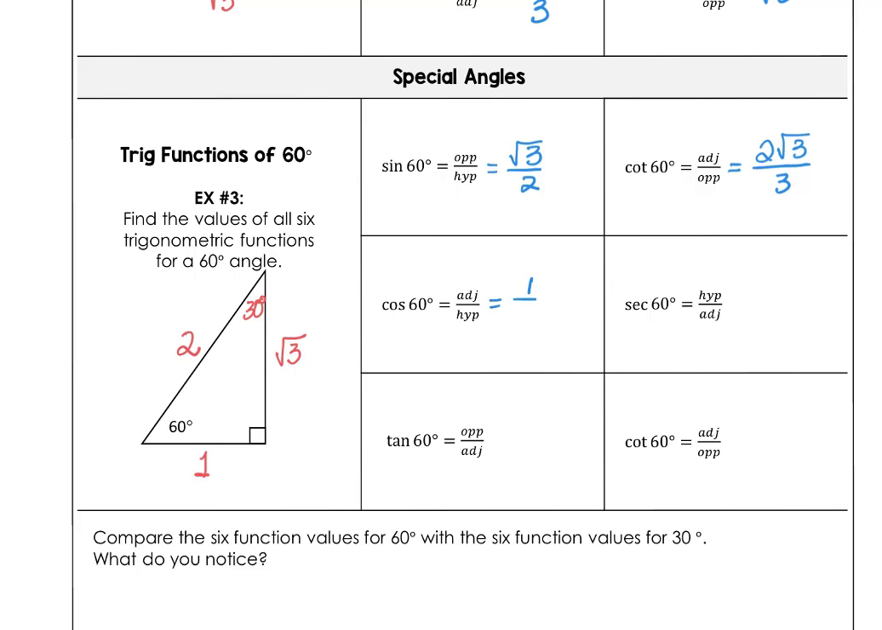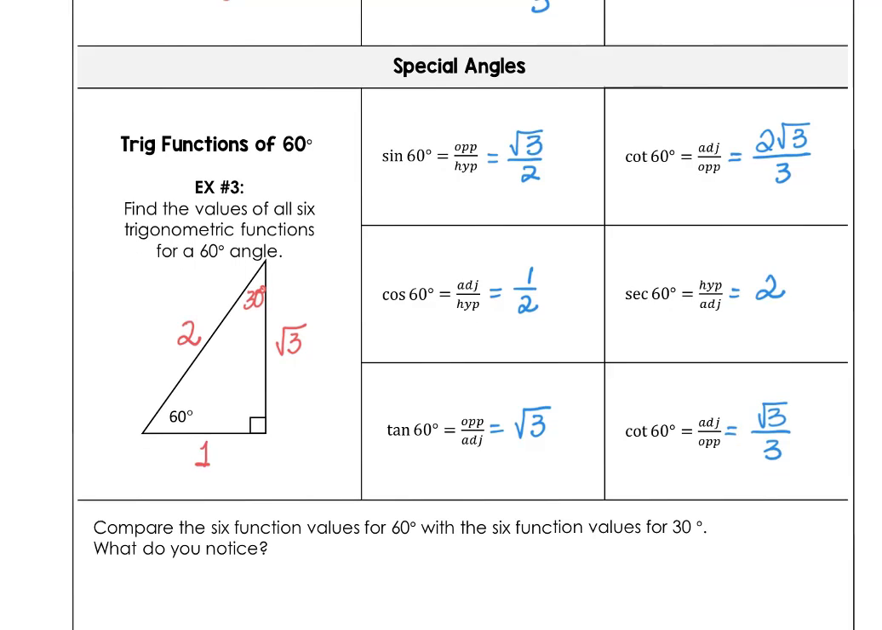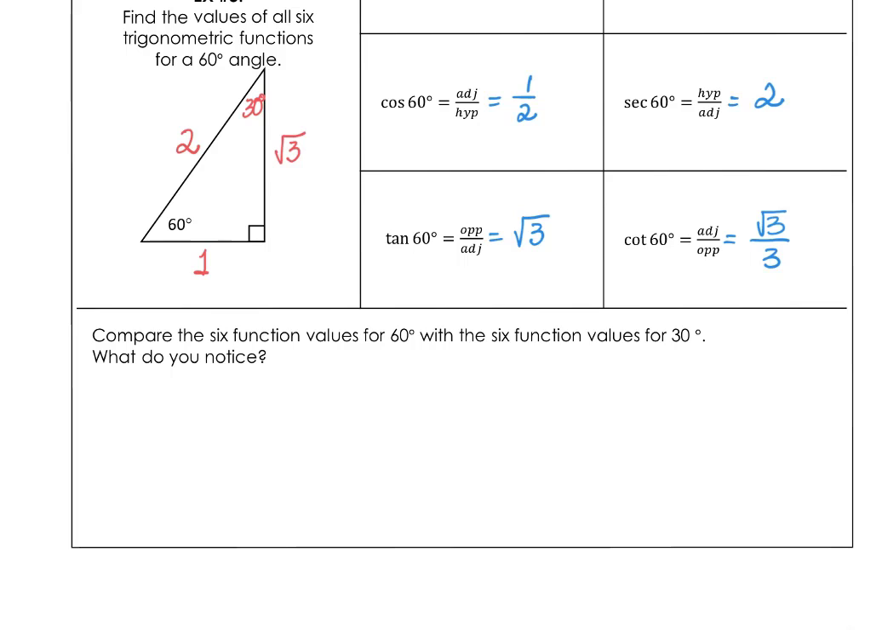Cosine of 60 is a half. Flip that over, secant of 60 is 2. Tangent of 60 is radical 3. And 1 over radical 3 rationalized is radical 3 over 3. So now moving on to the next, let's compare the 6 function values for 60 degrees with the 6 function values for 30 degrees. And what do you notice? So pause the video a minute, think about what patterns you see, and then come back. We'll discuss that together.